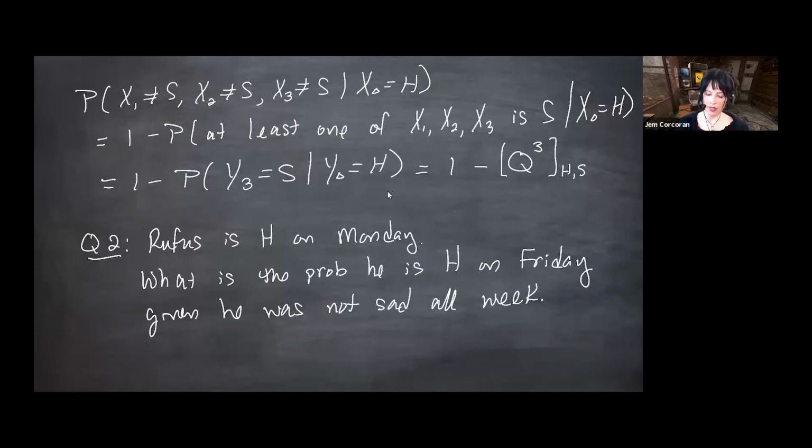And so this is not sad all week, and I'm not including Friday. I don't know anything about Friday. It's another problem to be given that he's not sad on Friday, and then to compute the probability he's happy there. So this is not including or referring to Friday. It's not saying anything about Friday.